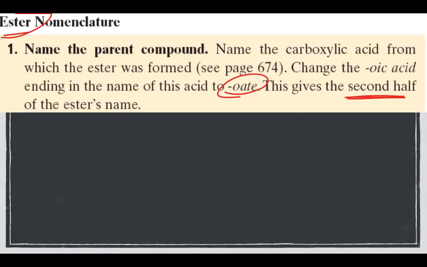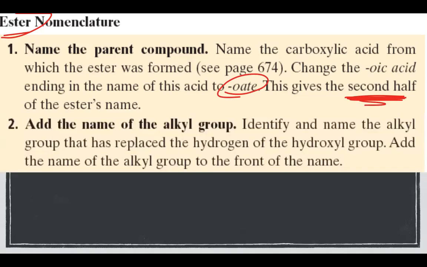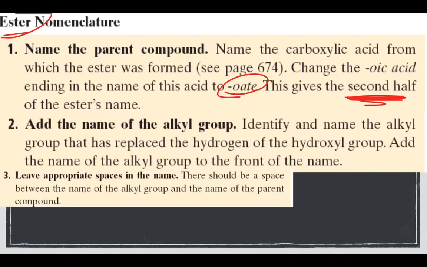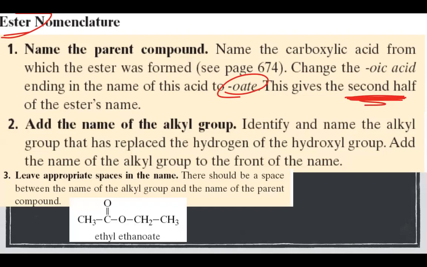So this gives the second half of the ester's name, because remember, we have an alkyl group on the other side of that oxygen. Then we're going to identify and name the alkyl group that has replaced the hydrogen of the hydroxyl group. So this is going to be really important for you to identify the parent chain that goes up to the carboxyl group at the end. And then it's important that the alkyl group that you identify is what comes after that single bonded oxygen at the end of the chain. There should be a space between the name of the alkyl group and the name of the parent compound.